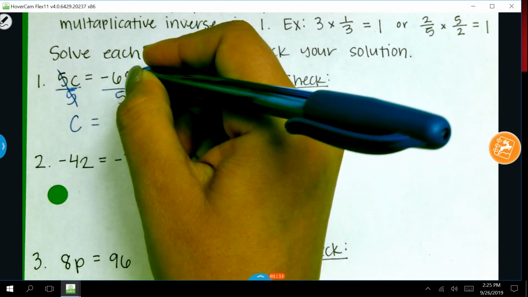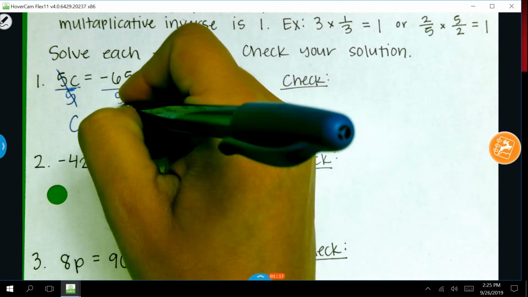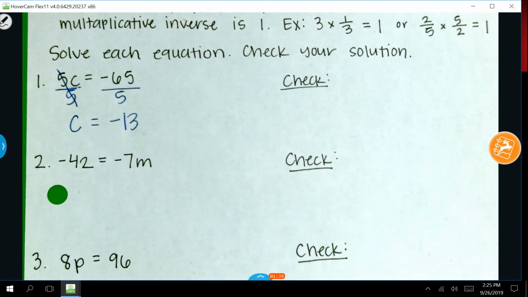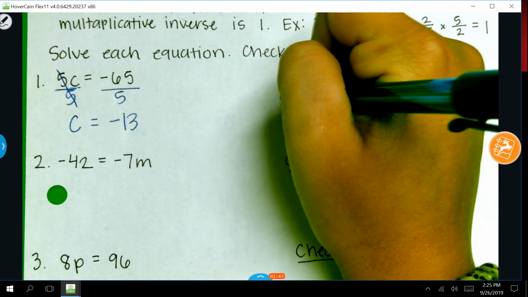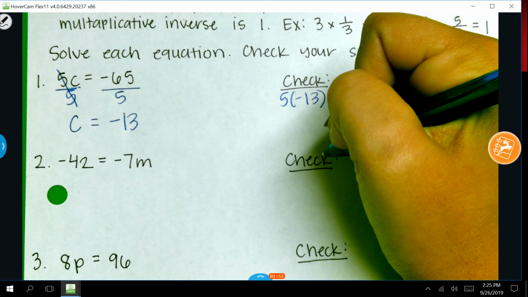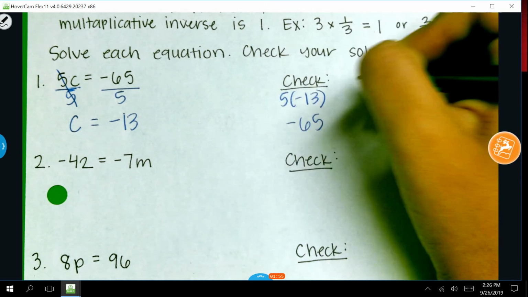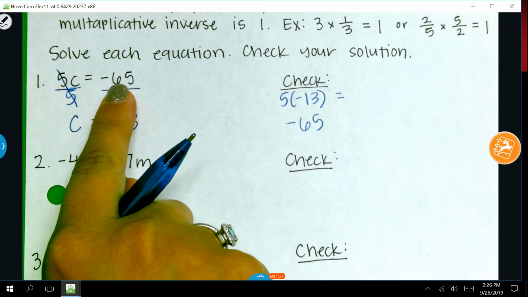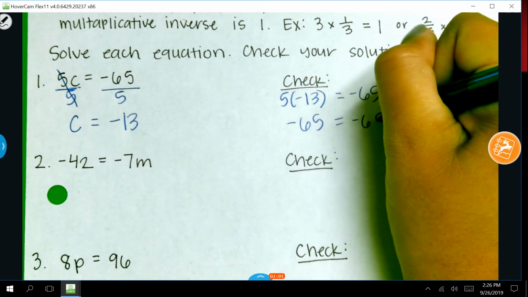which is just 1c. So those 5's cancel each other out. And then negative 65 divided by 5 is negative 13. So c is equal to negative 13. I want to check it and make sure that I'm correct. So I have 5 times negative 13, which is negative 65. Is that what I was shooting for in my original problem? Yes. So I know that it checks out.